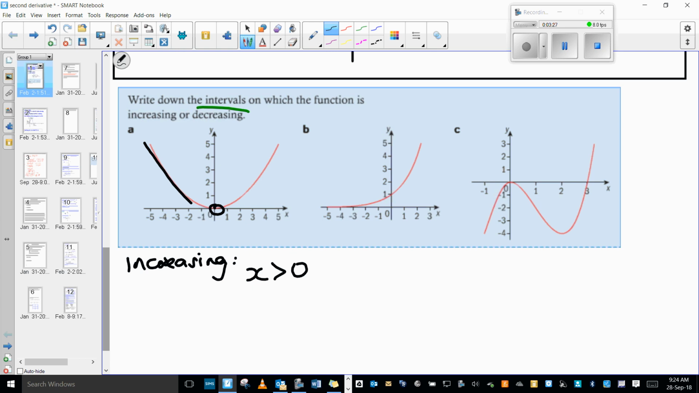And it's decreasing for values of x that are less than 0. Yeah? Notice I haven't mentioned the or equal to, because in some situations the graphs are stationary. I think we go to stationary.